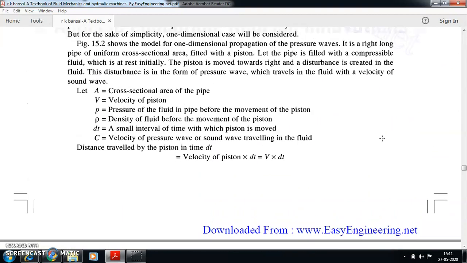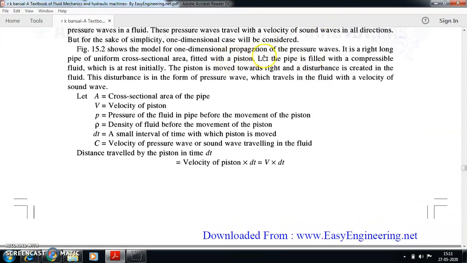Let us define the variables here. We are considering a one-dimensional propagation of the pressure wave, moving from left to right. We are moving the piston from left to right, so pressure waves are getting created and moving from left to right. Let the pipe or cylinder be filled with a compressible fluid. The piston is moved towards the right, and the disturbance created is also going towards the right. This disturbance is in the form of a pressure wave, and this pressure wave will move with the velocity of sound. So let us define the variables.